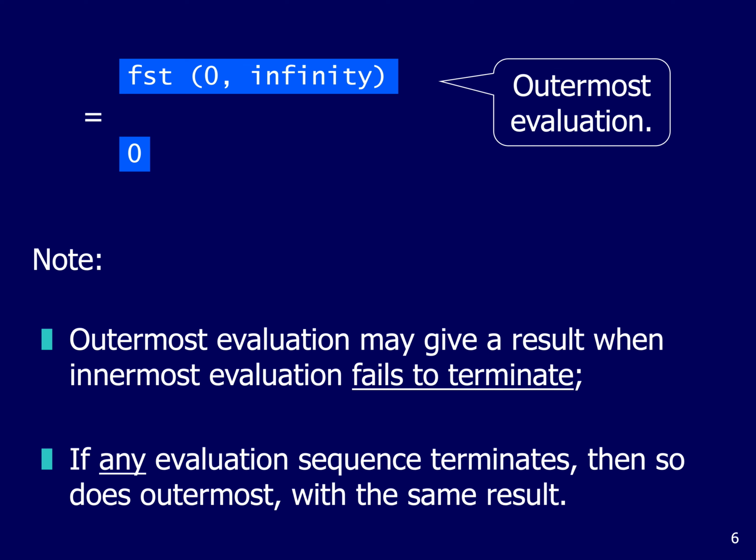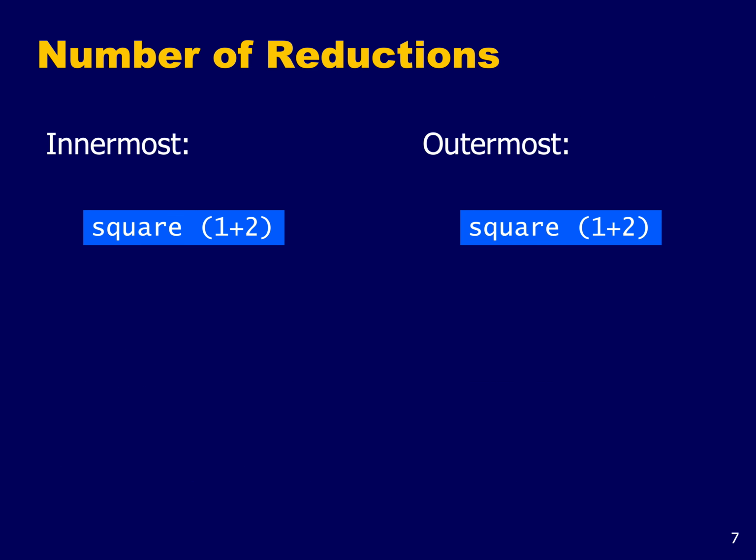So at the moment, it sounds like outermost evaluation is a clear winner. So you can ask yourself, well, what's the catch? The catch is in the number of reduction steps that may be required. To illustrate this, we're going to go back to the original example which we looked at today, which was square of 1 plus 2. I showed you two different ways that you could evaluate this, and in fact the first one was innermost evaluation and the second one was outermost evaluation. So we're going to revisit these now and think about the number of reduction steps.